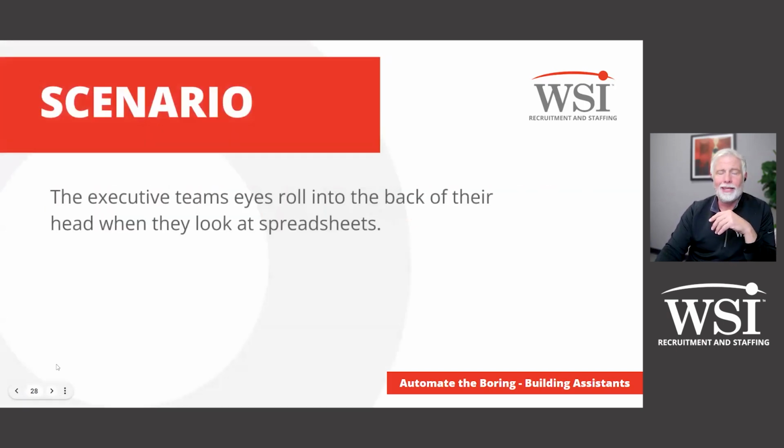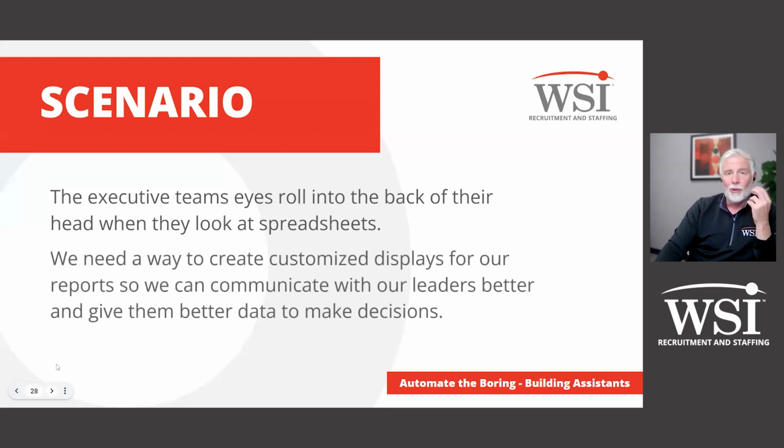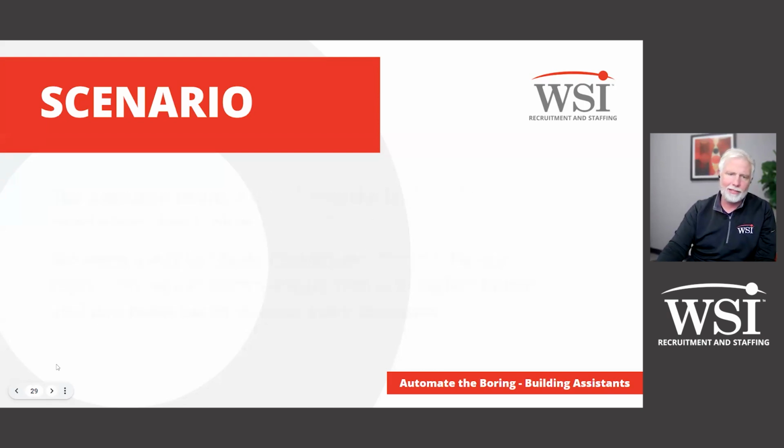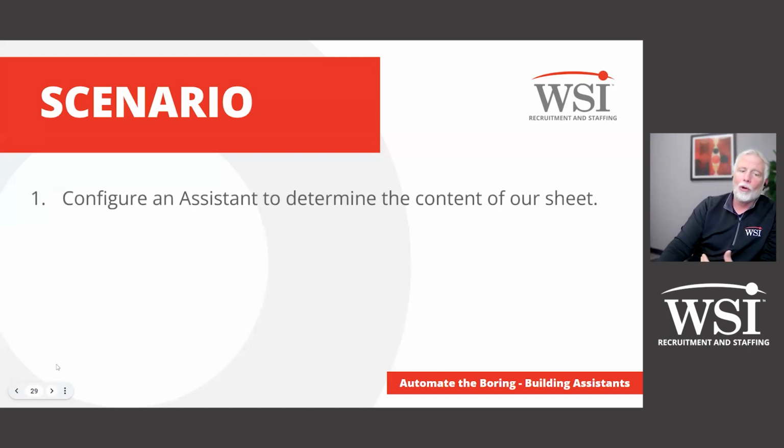So the executive team, they can't handle data, right? The eyes roll in the back of their heads when they look at spreadsheets. So we need a way to make this attractive for them. They like colored pictures and they like things really simply explained to them, and they've got a lot going on. I get that. So we want to give them the best data to help them make the best decisions. Today we're going to configure an assistant to determine the content of our spreadsheet exactly, like we don't even know what we're supposed to display or how to do it.